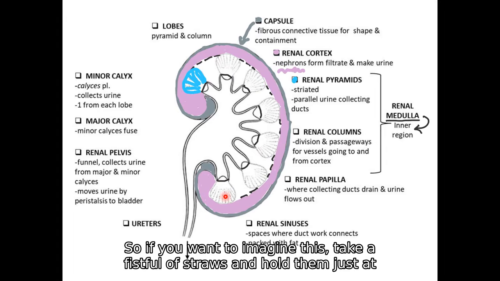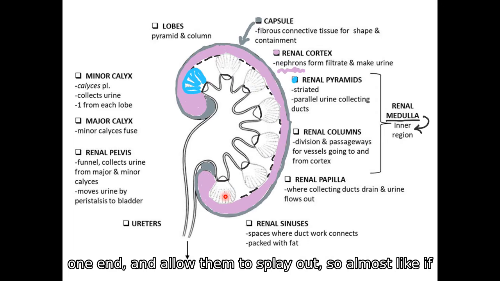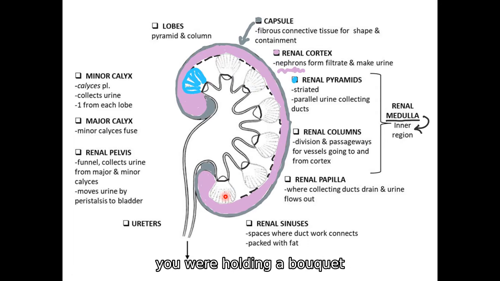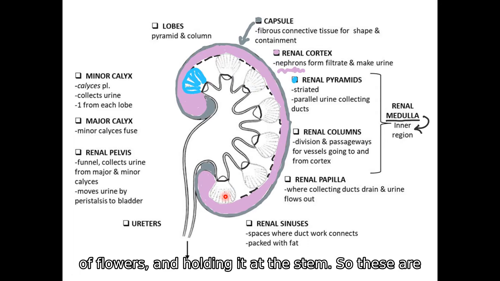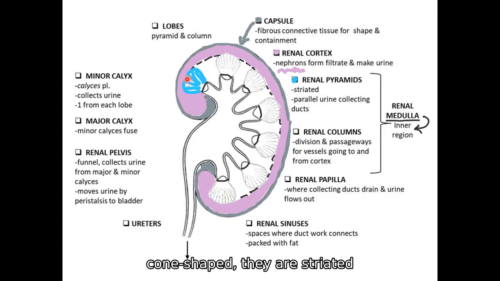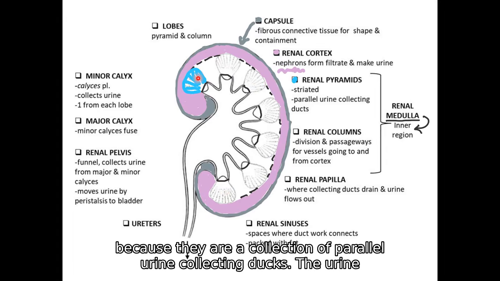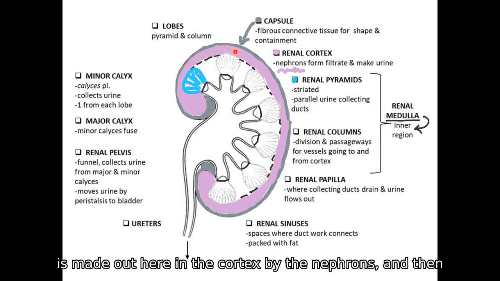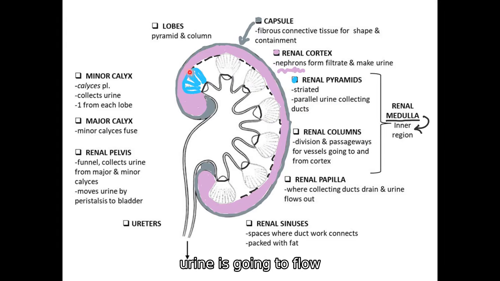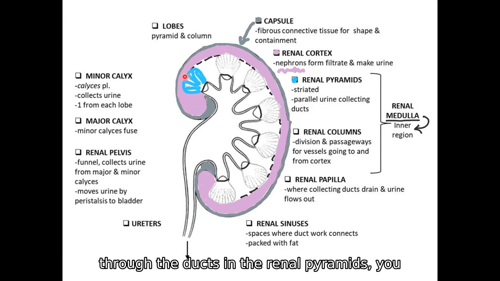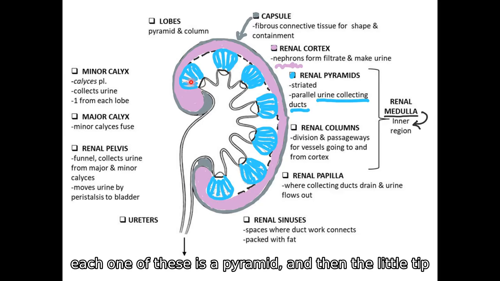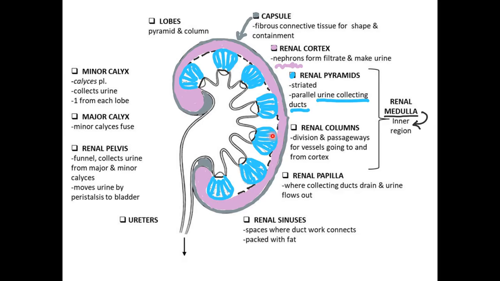So if you want to imagine this, take a fistful of straws and hold them just at one end and allow them to splay out. So almost like if you were holding a bouquet of flowers and holding it at the stem. So these are cone-shaped. They are striated because they are a collection of parallel urine collecting ducts. The urine is made out here in the cortex by the nephrons, and then urine is going to flow through the ducts in the renal pyramid, but each one of these is a pyramid.